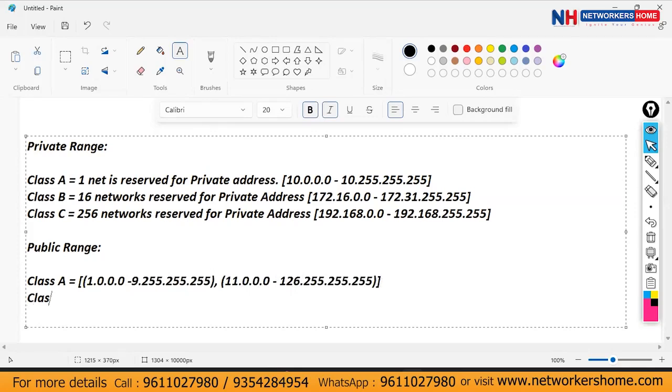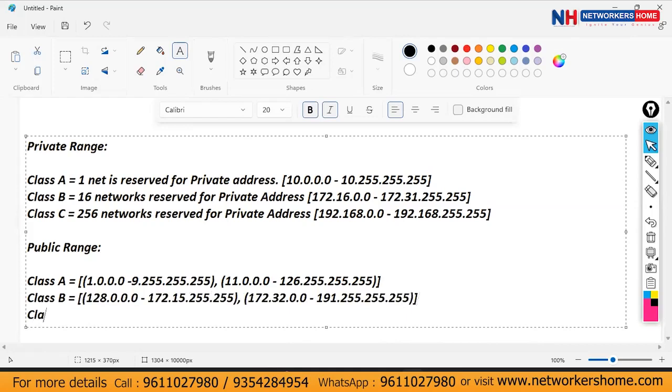Then about your class B. Your class B range starts from 128, correct? So 128.0.0.0. Before 172.16, there will be 172.15.255.255. And after 31, there will be 172.32.0.0 until the end, that is 191.255.255.255. Is it clear? This is class B.